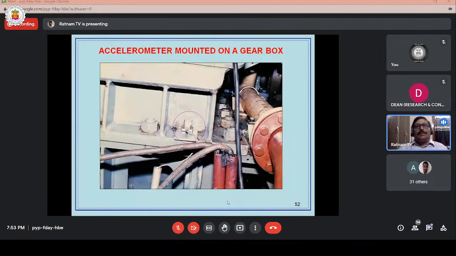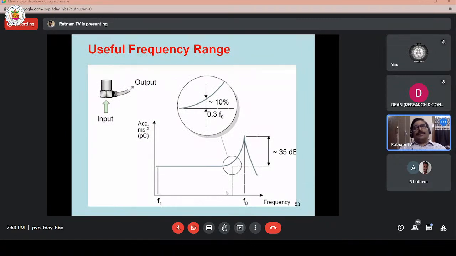So this is an accelerometer mounted on a typical gearbox. Any accelerometer will have a certain useful frequency range. Up to 70% of the natural frequency of the accelerometer, the response will be flat. You can select the frequency range up to 0.3 f0, where f0 is the natural frequency of the accelerometer. This will be given by the manufacturer, provided in the form of charts. You can read the chart and measure up to this frequency range.